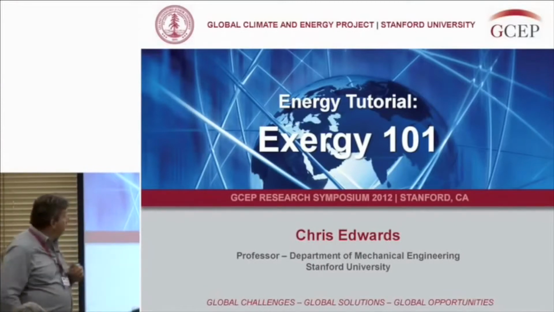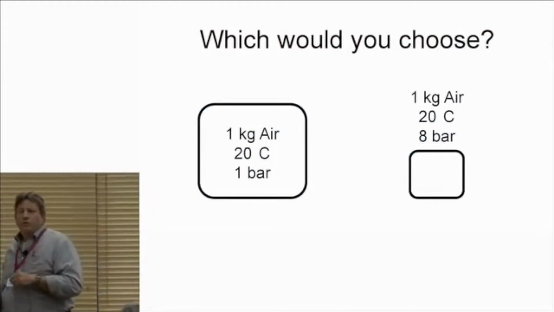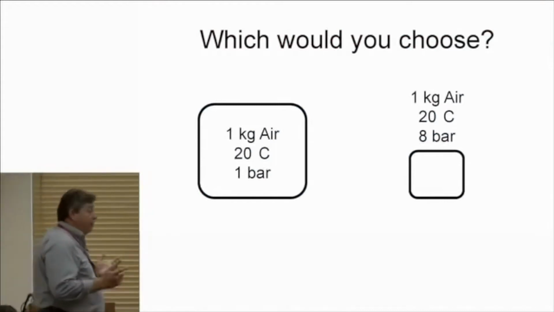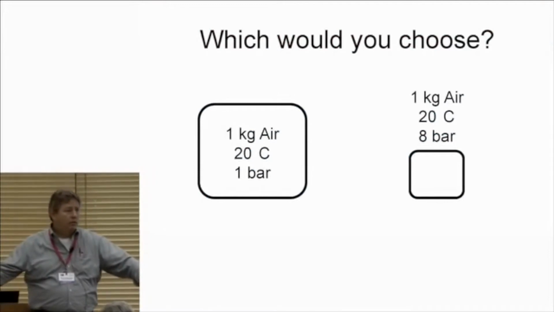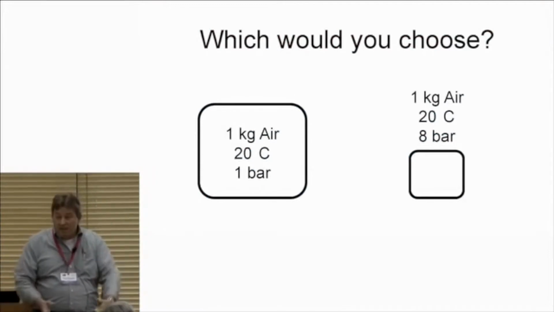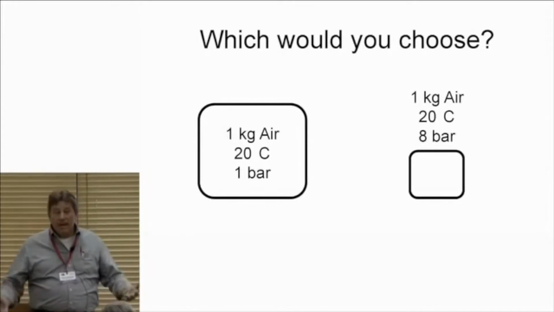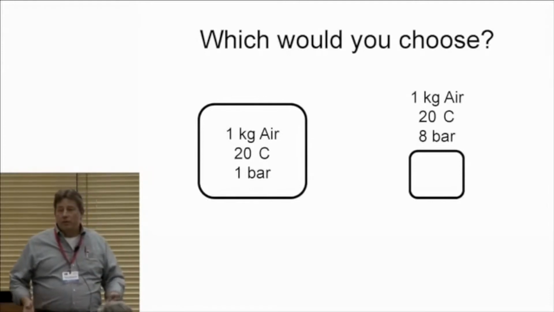As a way to start, maybe we'll start out with a question. Which resource would you choose? I'll give you two choices, 2 tanks. Big tank, it's got 1 kilogram of air, it's at 1 bar, it's at 20 degrees C. Or a tank where I halve all the dimensions, 2 cubed is 8, so it's at 8 bar, it's got the same mass of air, it's at 20 degrees C, but higher pressure. Which is a more valuable energy resource?